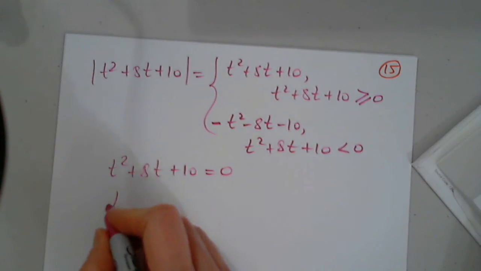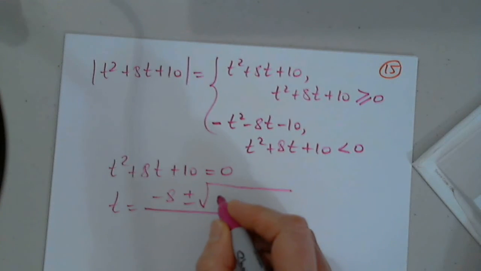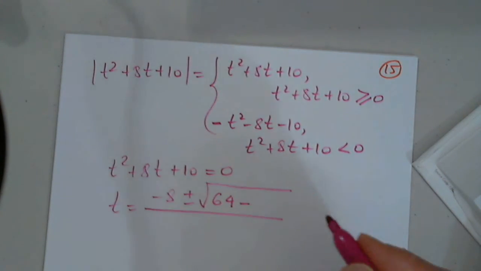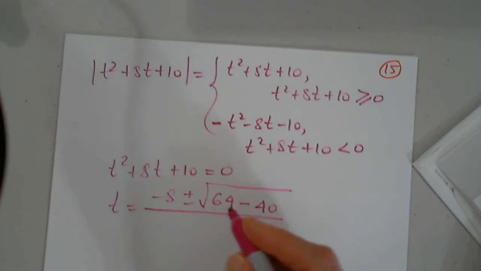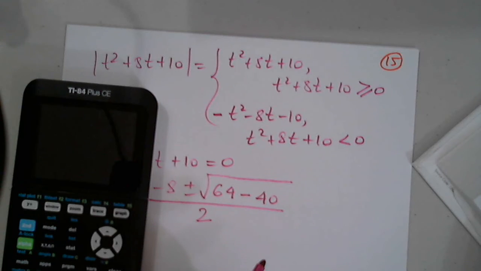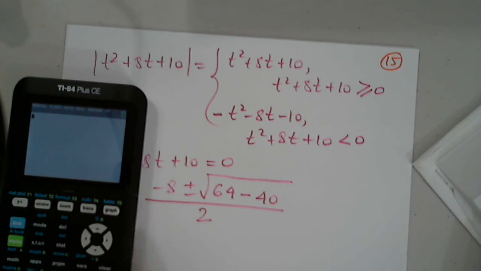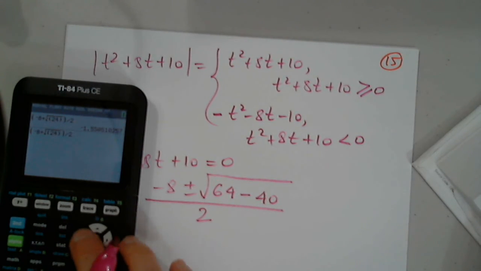Okay, so t equals negative b plus or minus the square root of b squared minus 4ac, over 2a. So I just want to see what I get approximately, and if any of those numbers are between 0 and 10. So negative 8 plus the square root of 64 minus 40, that's 24, close, and divide by 2. That's negative, okay, fine. Let's see the other one.